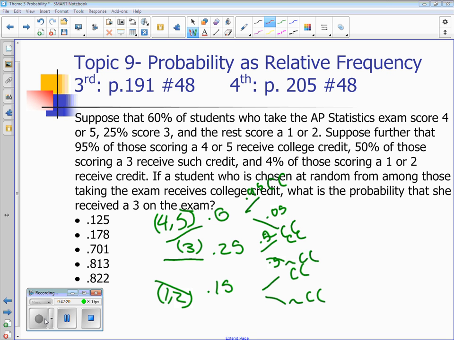Multi-stage probability. I like that you change colors. It makes it easier to see a little bit. Yeah, CC is college credit, and then the other one would be not college credit.